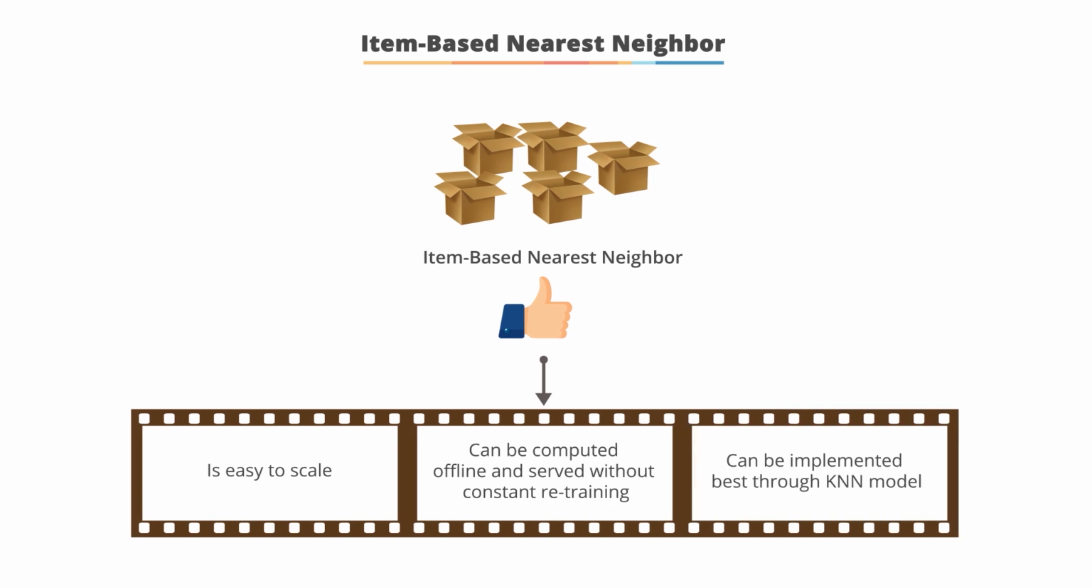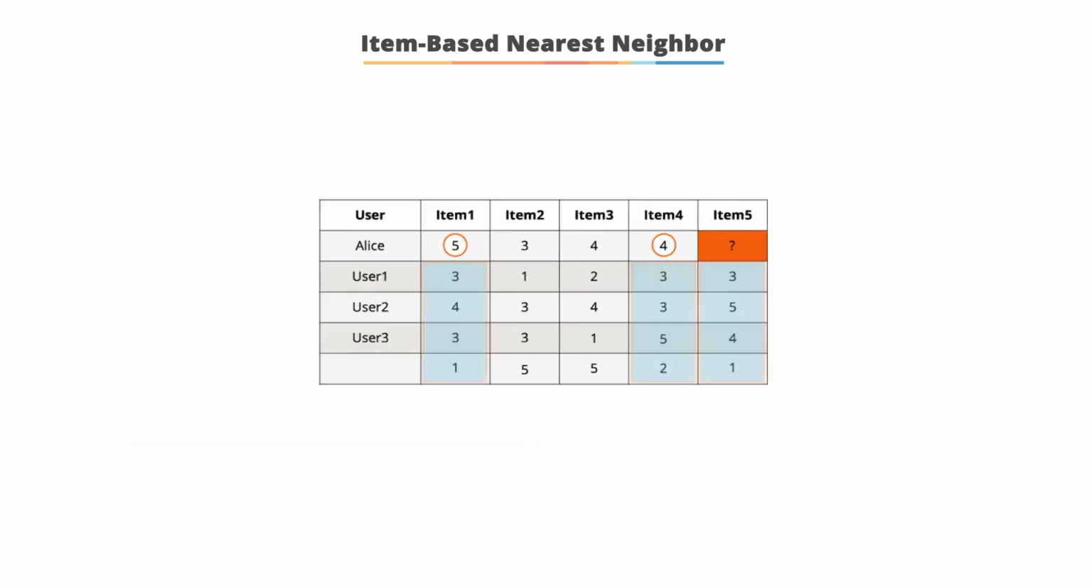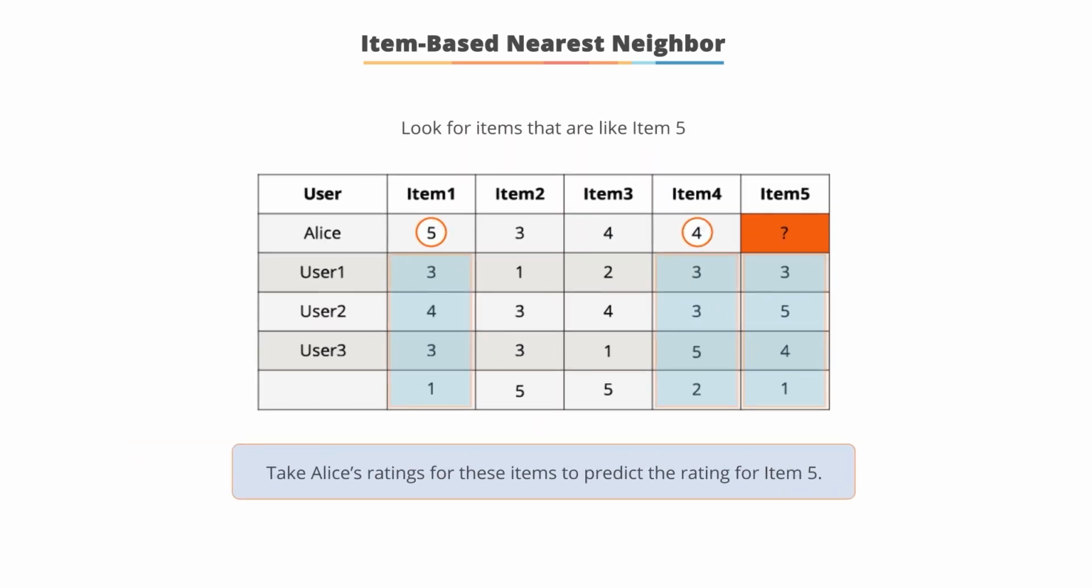KNN is the perfect go-to model to implement item-based collaborative filtering. It is also a very good baseline for recommender system development. Look at the given example. In item-based collaborative filtering, you need to look for items that are like item 5 and then take Alice's ratings for these items to predict the rating for item 5.